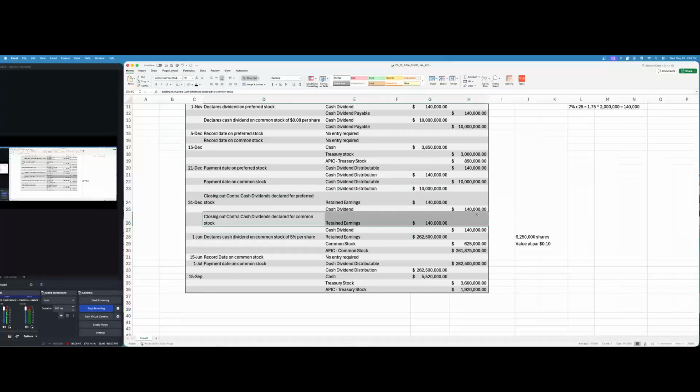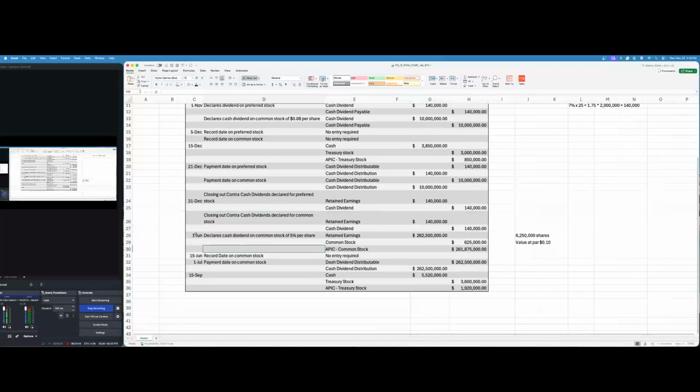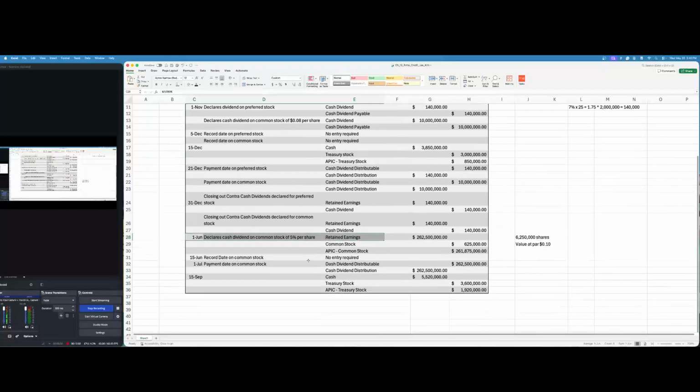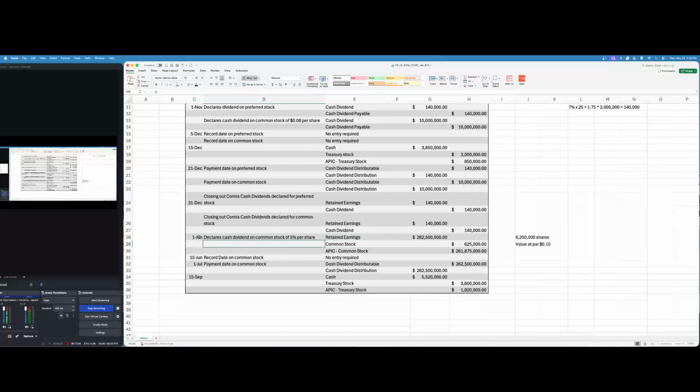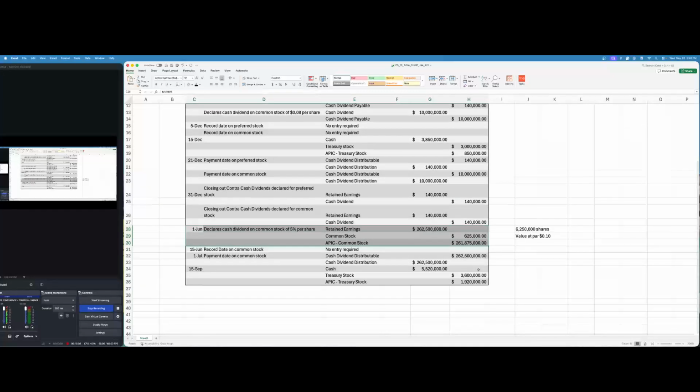But I suppose this would close those accounts, like the dividend account. It would zero out that cash dividend account, and you would ask where this money came from. To create this cash dividend, it came from retained earnings, pretty much. And then you'll ask where the retained earnings are. But anyway, June 1st, you declare the cash dividend.